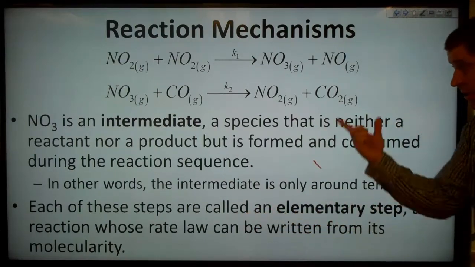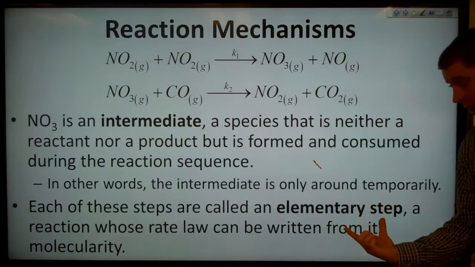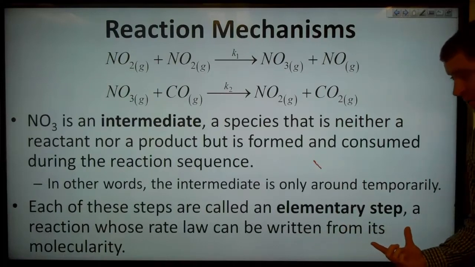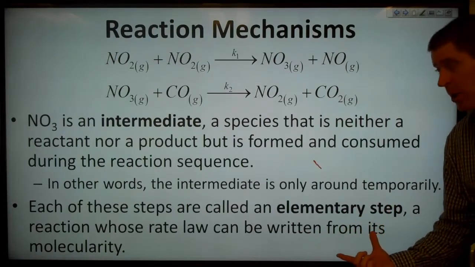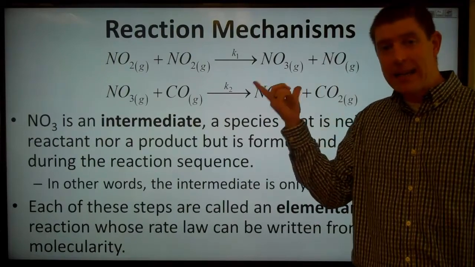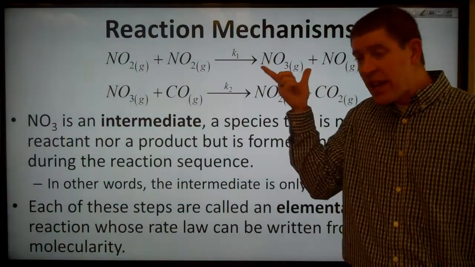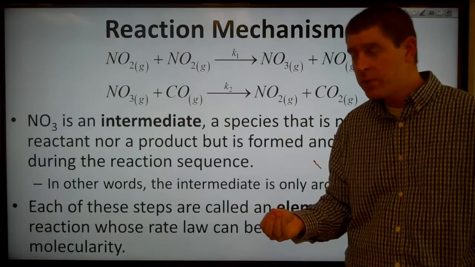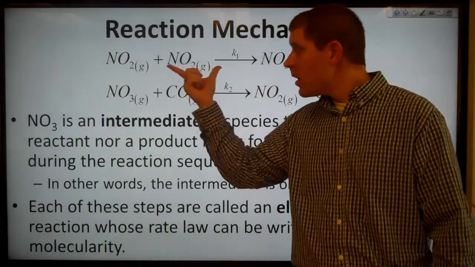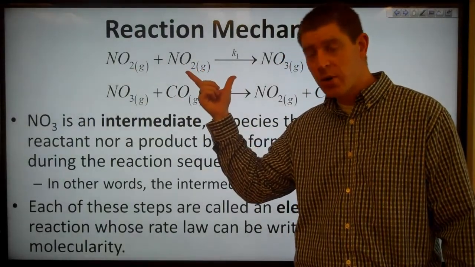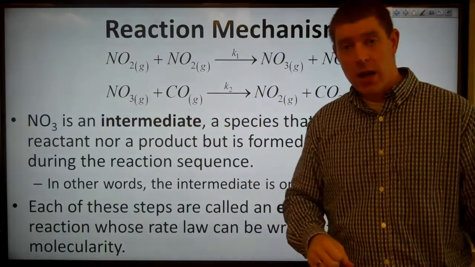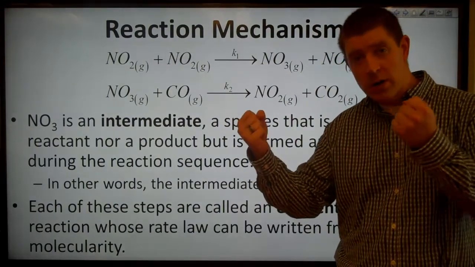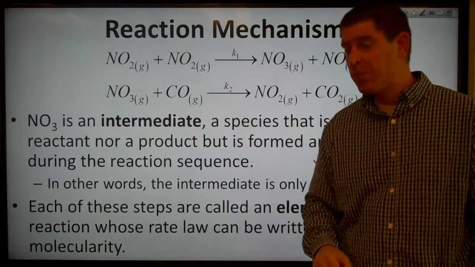Each of these steps that I have up here is called an elementary step. An elementary step is a reaction whose rate law can be written from its molecularity. This basically means it can't get any simpler. We can't break that step down into some combination of smaller steps. Which means for this top step to occur, an NO2 molecule has to collide with another NO2 molecule. If those two NO2 molecules never collide with one another, the reaction never happens.